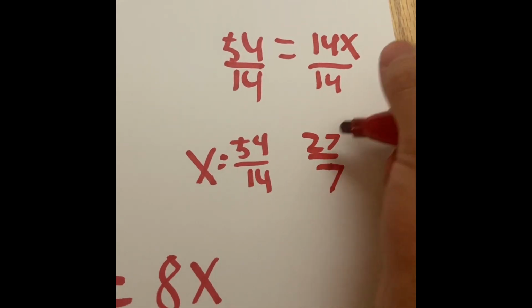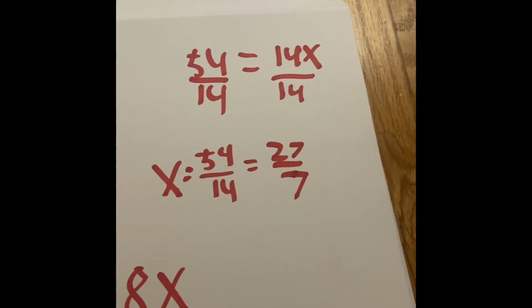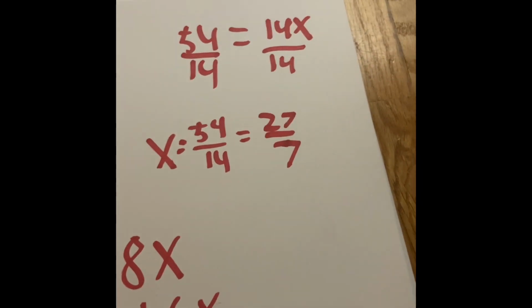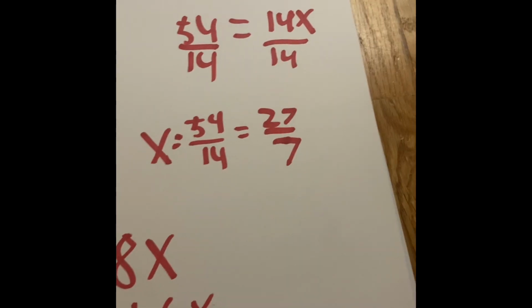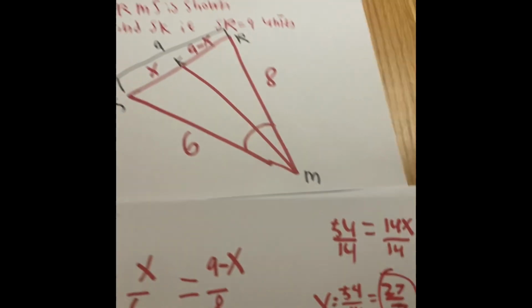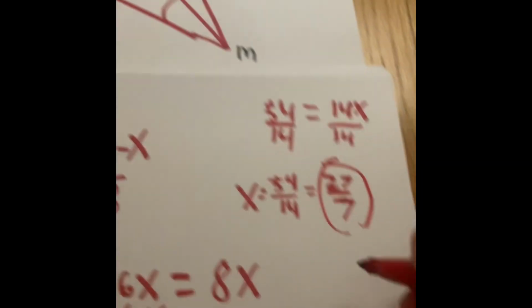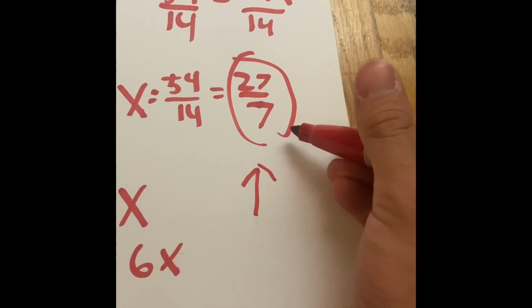The reason why is we don't want decimals. In high school, your teacher will not allow decimals. So that is going to be our answer for x. So the segment SK is going to be 27 divided by 7. That is our answer.